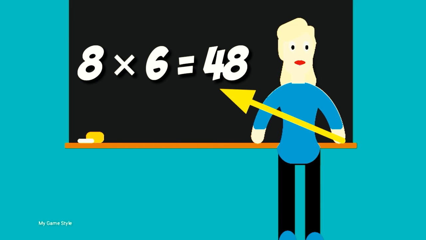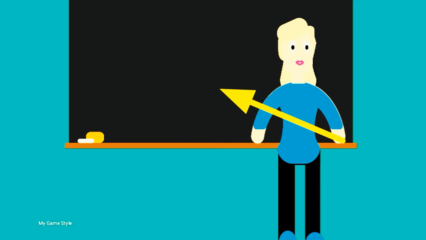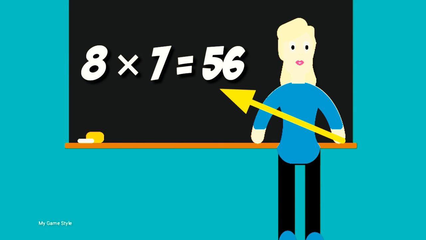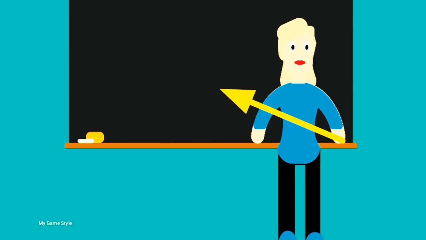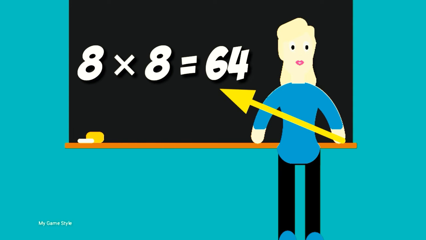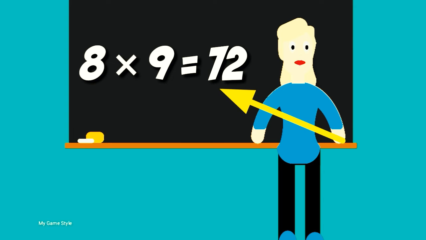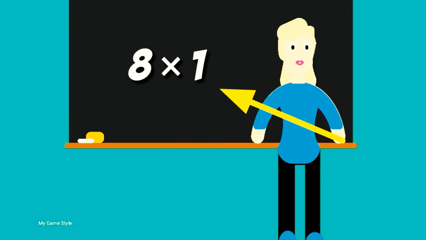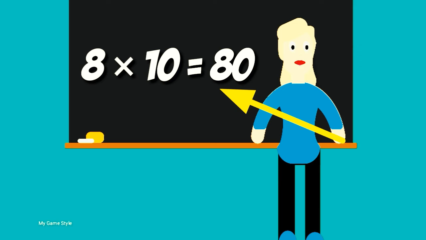8 6s are 48. 8 7s are 56. 8 8s are 64. 8 9s are 72. 8 10s are 80.